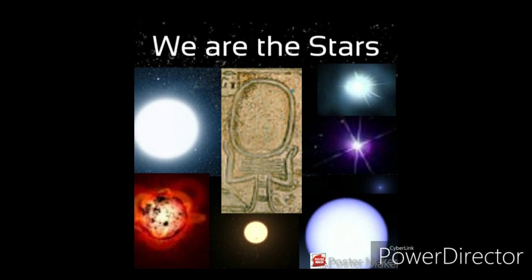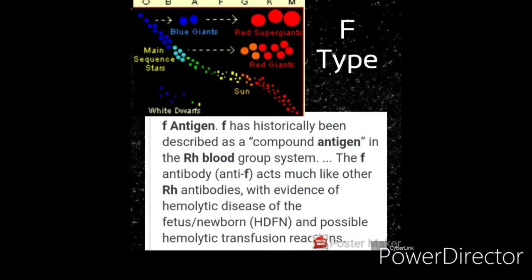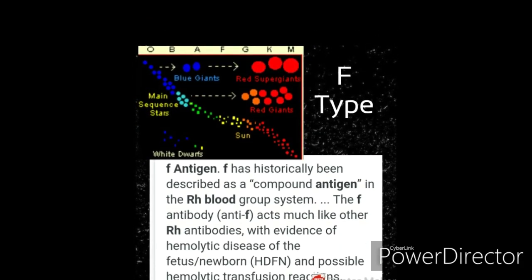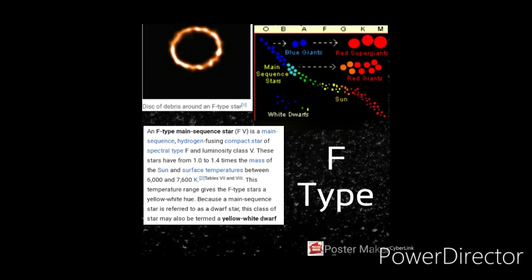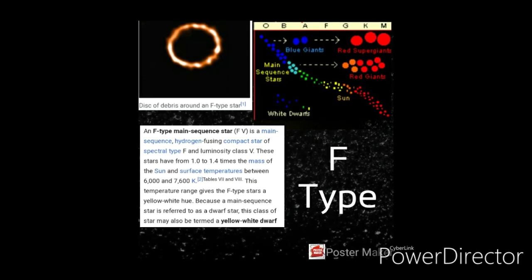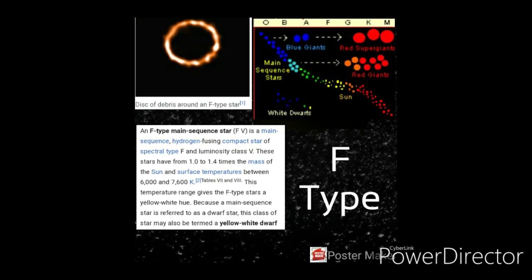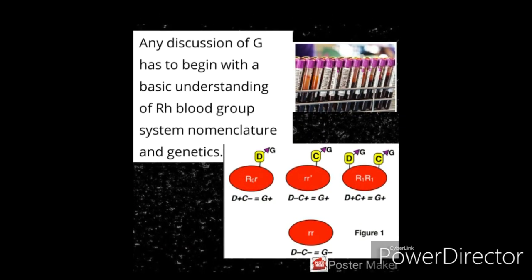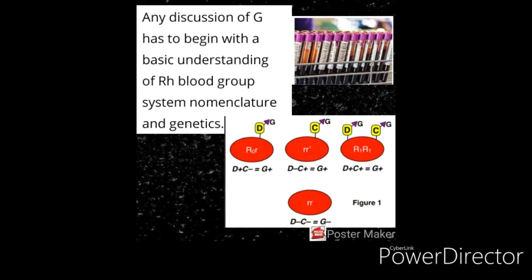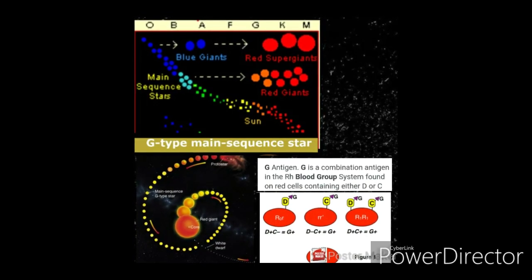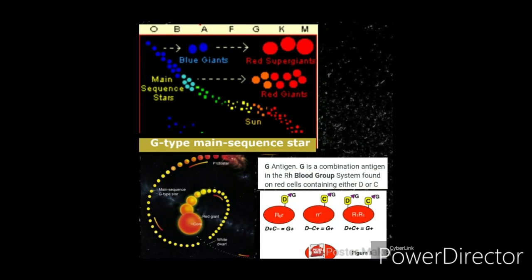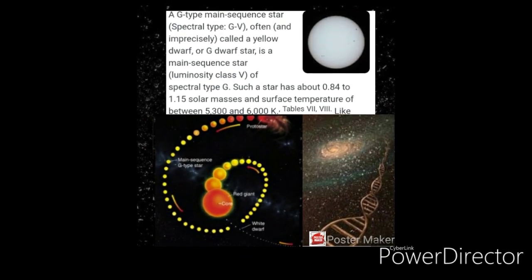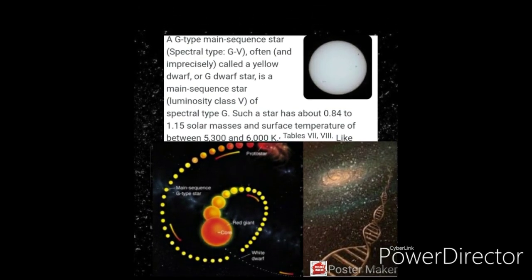Now moving on to the F blood type. The F antigen is a compound antigen found in the Rh blood group system. And F-type stars are anywhere from 1 to 1.4 times the mass of our sun. Now for the G-type blood group. G is another antigen that comes from the Rh blood group system. And G-type stars are main sequence stars, classified as G dwarf stars or simply as yellow dwarf stars.